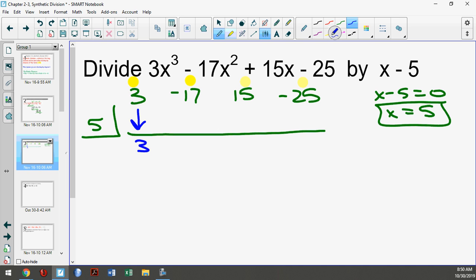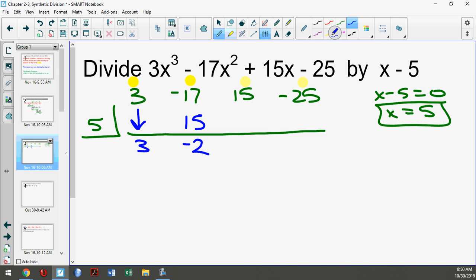Then on the diagonal, you are going to multiply 5 times 3, which gives you a 15. And then you are going to add vertically. What is negative 17 plus 15? Negative 2. Then what do you do on the diagonal?